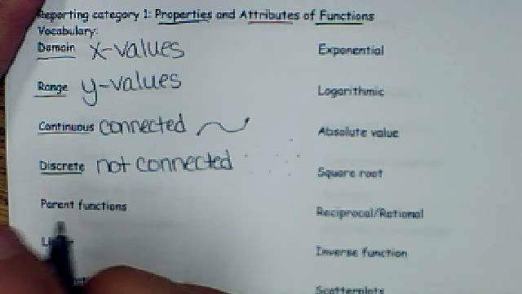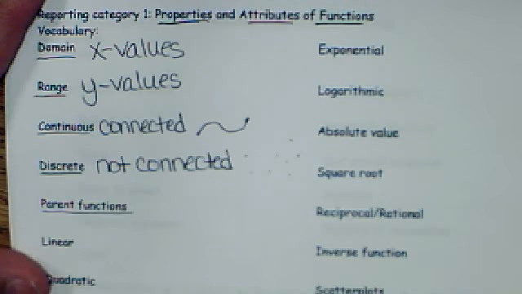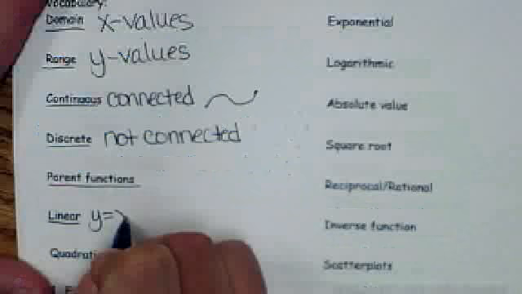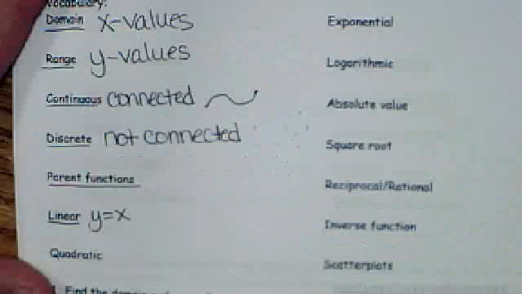The next section of vocabulary is on all the parent functions, and we have 8 main parent functions that we talk about in Algebra 2. So we're going to go through each one of those. We're going to look at what the graph looks like, what the equation is, and we're going to talk about domain and range and if there's any other special attributes. So the first one we're going to talk about is linear. Linear is y equals x. So linear is y equals x.